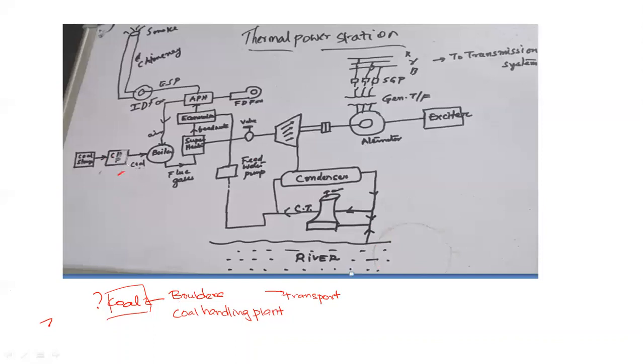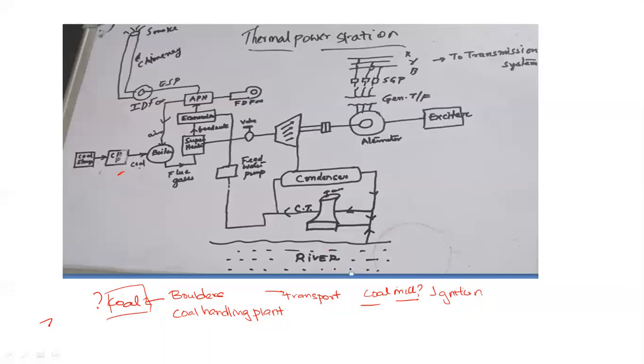From the bunkers, it will be slowly admitted into the mills. What is a mill? A coal mill. The coal mill will turn the coal into powder form by crushing and supply of air. In the coal mill, there will be boulders crushing the coal into powder form. This powdered coal will be transported to the boiler, wherein it is ignited.